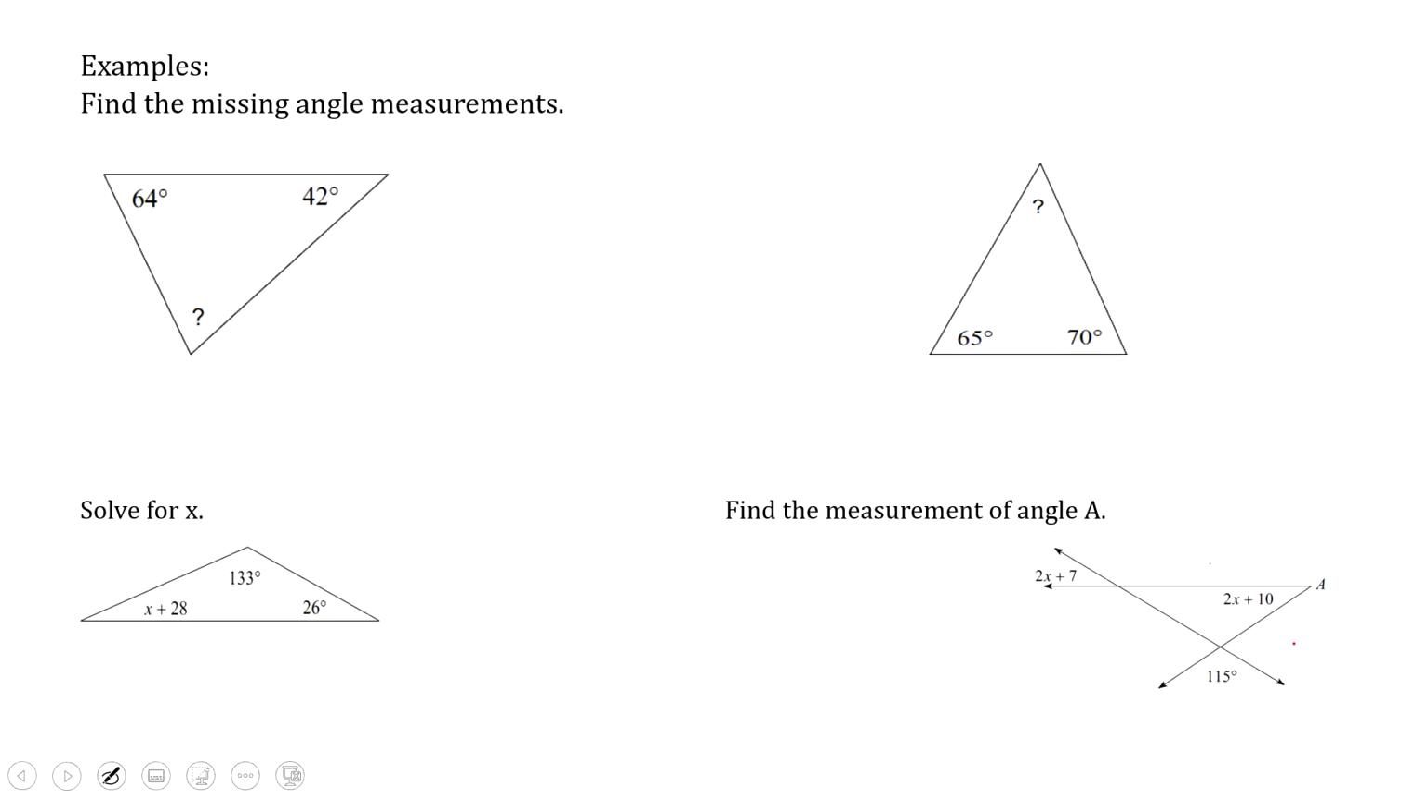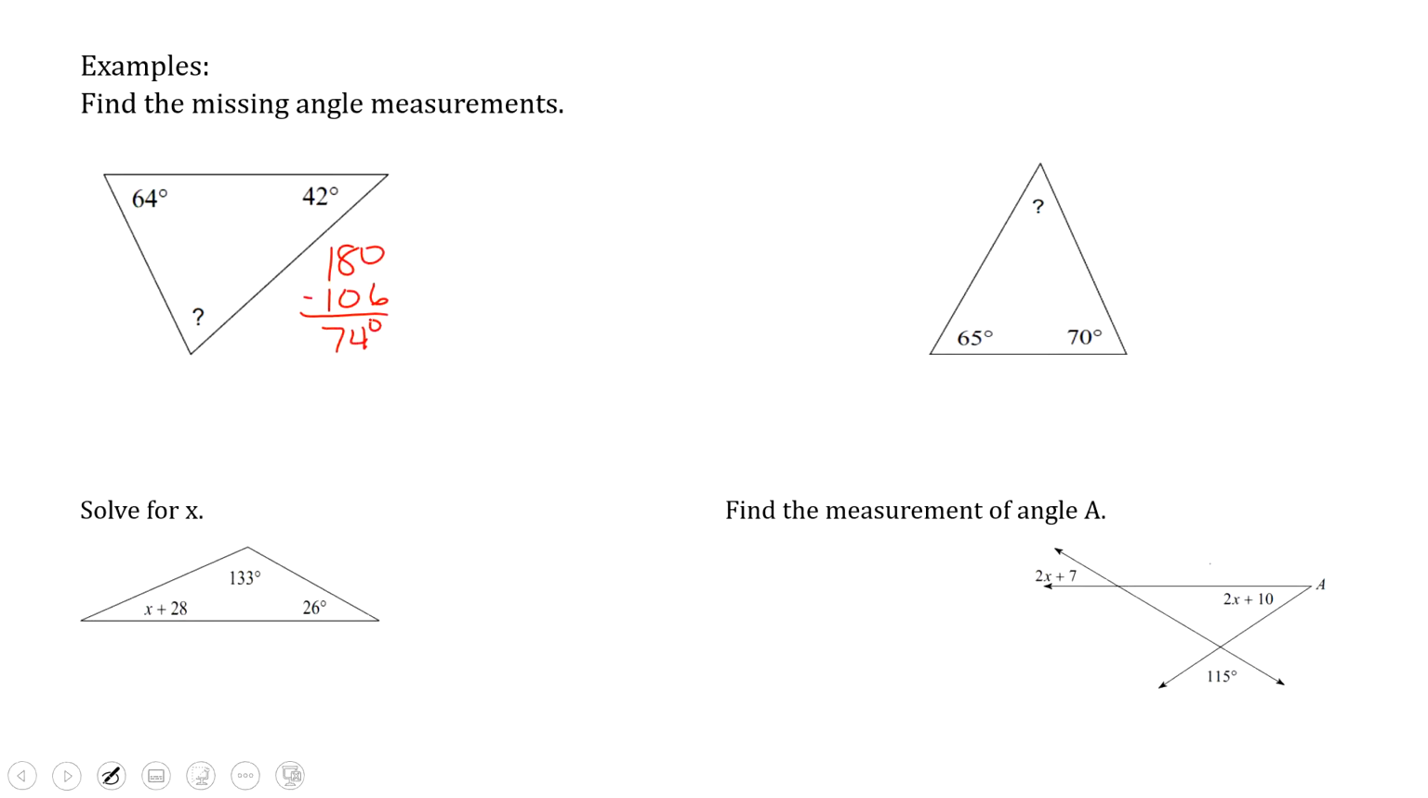Think of a triangle missing an angle measurement. I have to find the missing angle. I know triangles add up to 180 degrees. I look and see I have angles of 64 and 42. That adds up to 106. So my third angle is just 180 minus 106, or 74 degrees. Make sense?